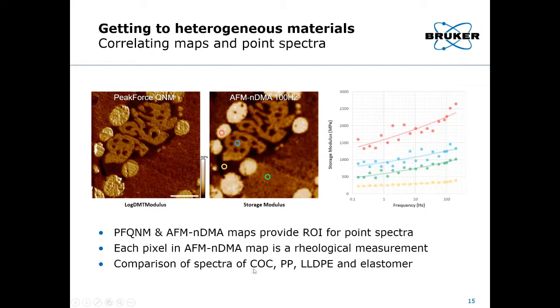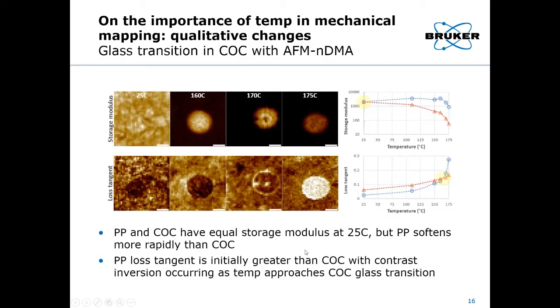But you can see quickly that the COC, polypropylene, LLDPE, and the elastomer all have very different frequency response. And actually, there may be a crossover between the polypropylene and the LLDPE at high frequencies, where it looks like they might be coming together. If we look at another polymer blend, which just has polypropylene and COC, or cyclic olefin copolymer, in it, then we can actually see a crossover that can happen.